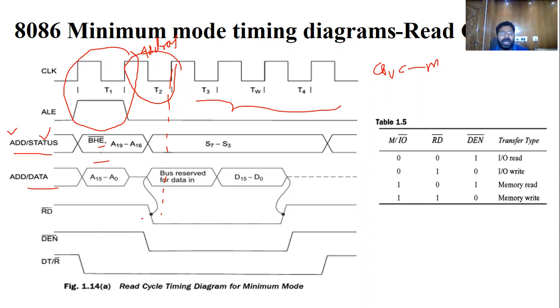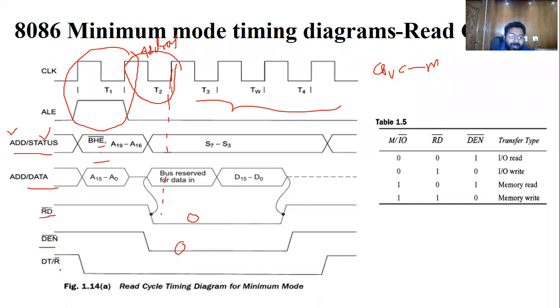So that's why RD bar is enabled, nothing but zero. It is zero because it is RD bar. Zero is on, one is off. So why is DEN, data enable, also zero? Why are you going to enable it? Because the microprocessor wants to know whether it gets the correct data or not.